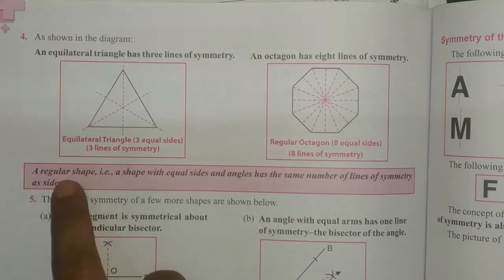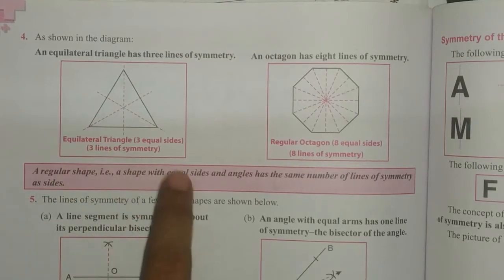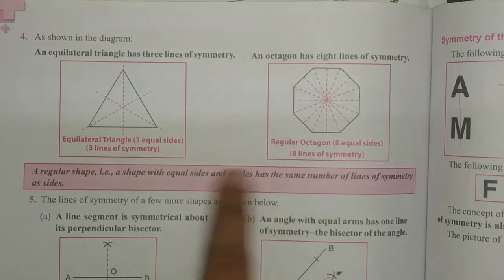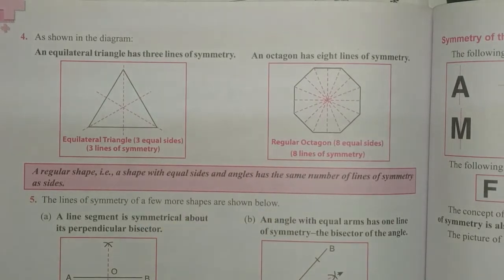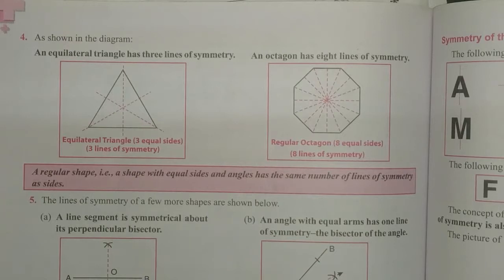So friends, a regular polygon is generally one with equal sides and equal angles, and it has the same number of lines of symmetry as the number of sides. This is true only for regular shapes. I am speaking about regular shapes: however many sides there are, that many lines of symmetry there will be.